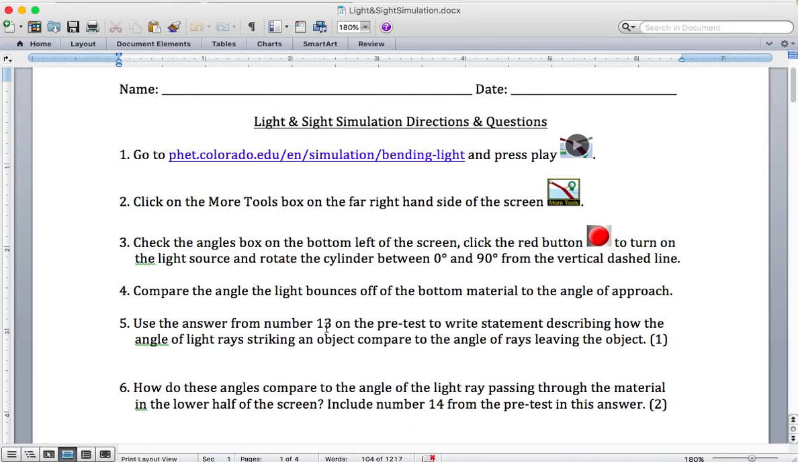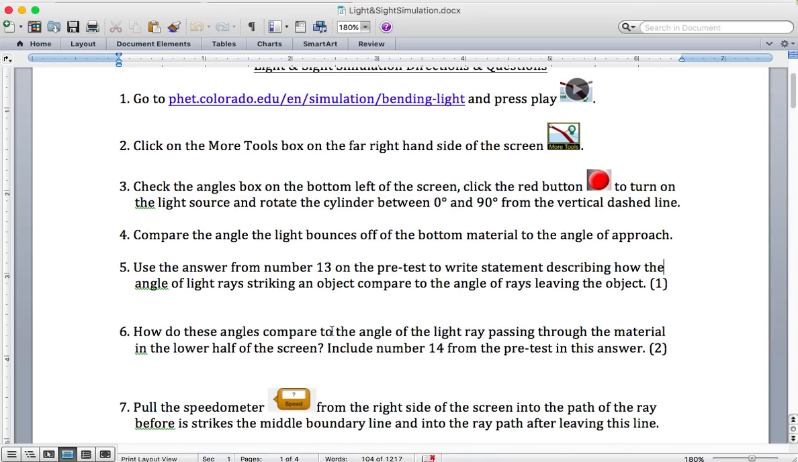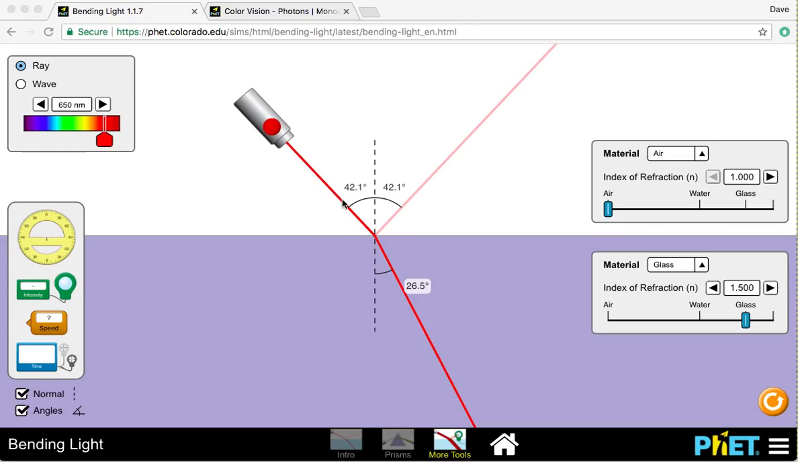Okay, so your next question, how do these angles compare to the angle of the light ray passing through the material in the lower half of the screen? Include number 14 from the pretest to answer. So this light ray right here that's being transmitted, that's going through the material, it doesn't have the same angle relative to the normal line. So this is a 42.1 degree angle, this is a 26.5 degree angle. So this light ray is being bent when it crosses through this boundary. This is known as the process of refraction.